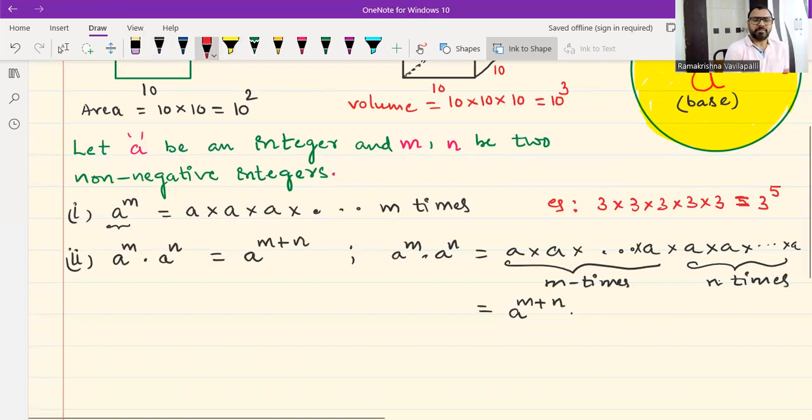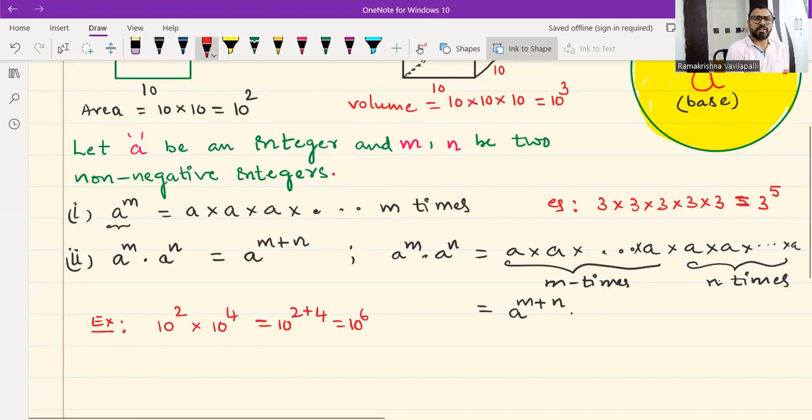So one example, what is 10 square into 10 to the power of 4? So simply we write that 10 to the power of, add the exponents. So this we get 10 to the power of 6. Here 10 is multiplied 2 times, here 10 is multiplied 4 times. So totally 10 is multiplied 6 times.